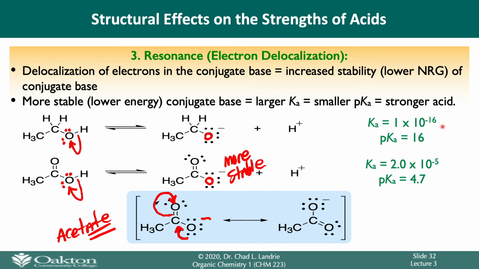Right? And we could look at pKa values too. The pKa value of ethanol is very large, 16. That's a weak acid. The pKa of acetic acid is small, 4.7. That's a stronger acid. And so resonance has a big impact here, right? If we just say 16 minus 5, that's 11. That means that acetic acid is 10 to the 11th times more acidic than ethanol. So resonance has a huge impact. It trumps everything else, usually.